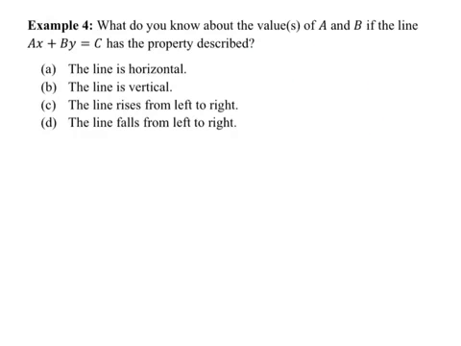All right, this problem is really interesting. What do you know about the values of a and b if the line ax plus by equals c has the property described? Let's take a look at each of these individually. If the line is horizontal, well, right away, remember, horizontal lines have no slope. They have absolutely no slope. And we know that slope is negative a over b.